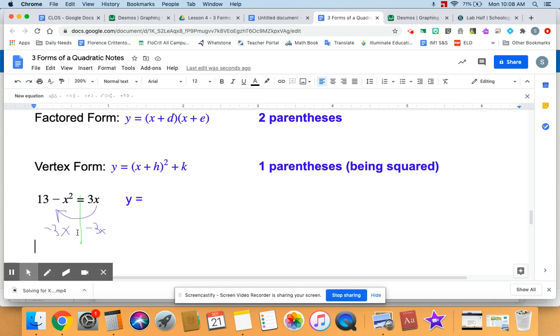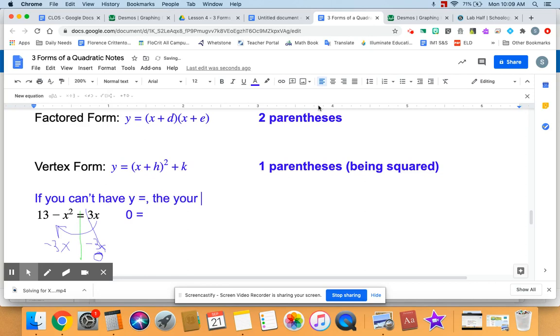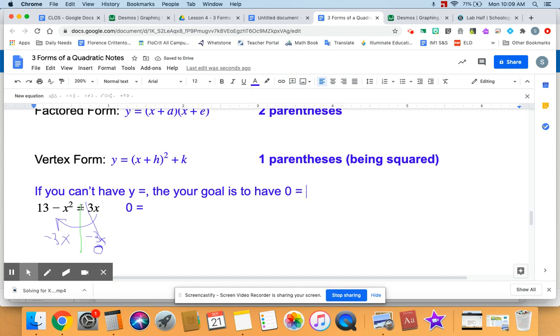Well, now, when I do 3x minus 3x, they eliminate and I get 0. So I can't put y equals. I would have to put 0 equals, but that's okay. Equaling 0 is as good as equaling y. If you can't have y equals, then your goal is to have 0 equals. So now I have 0 equals.